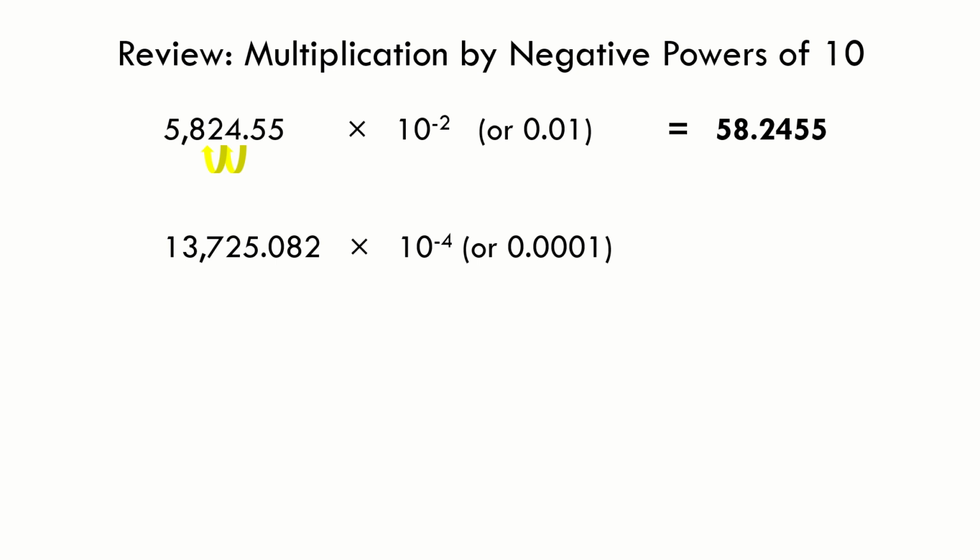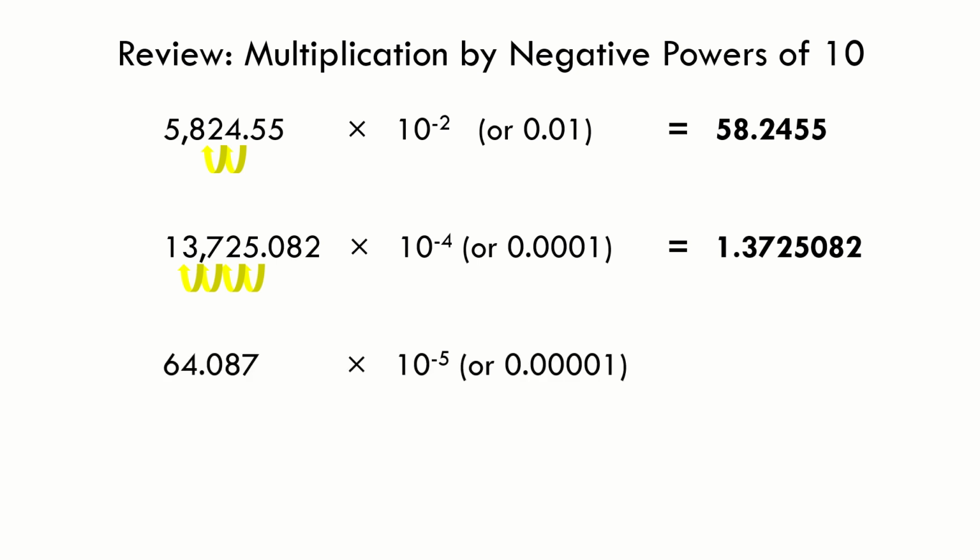Next, 13,725.082 times 10 to the negative 4. Negative 4 ang ating exponent, kaya gagalawin natin ang decimal point 4 spaces to the left, which gives us 1.3725082. Sunod, 64.087 times 10 to the negative 5 or 0.00001.